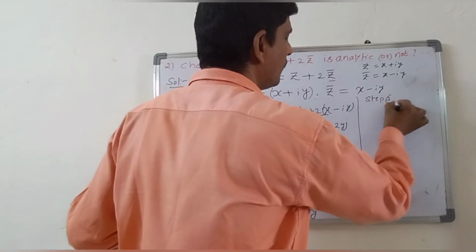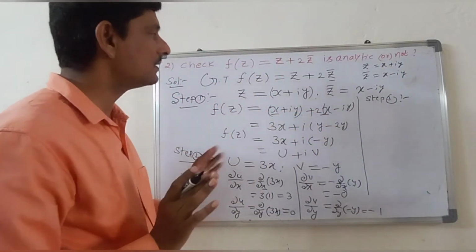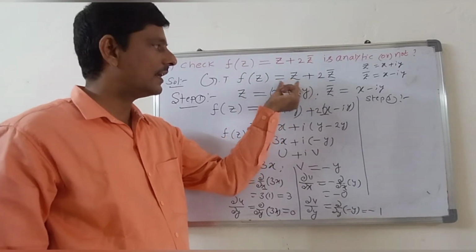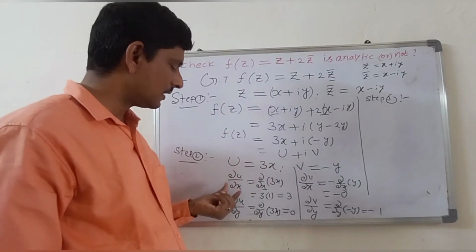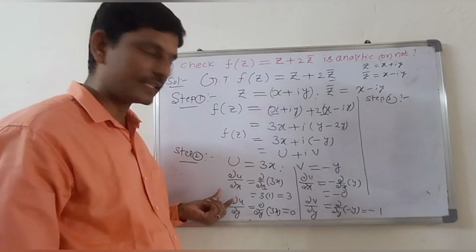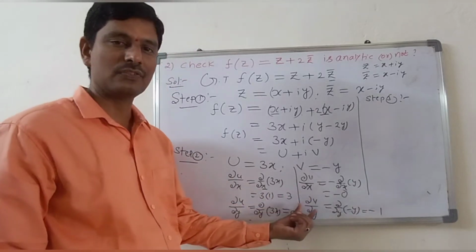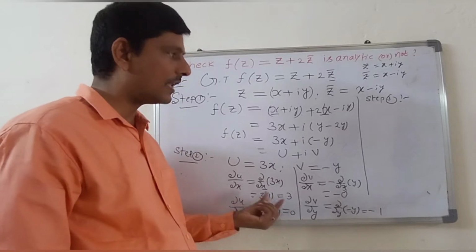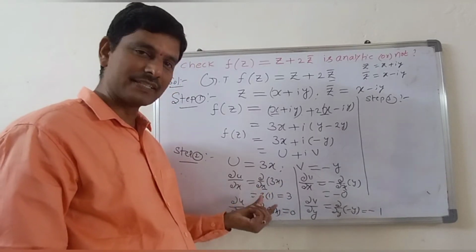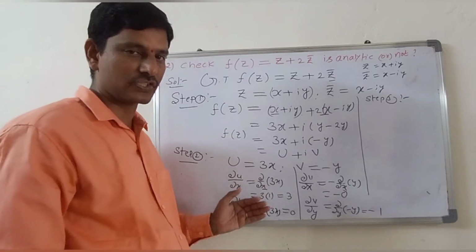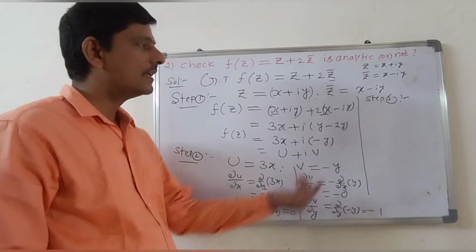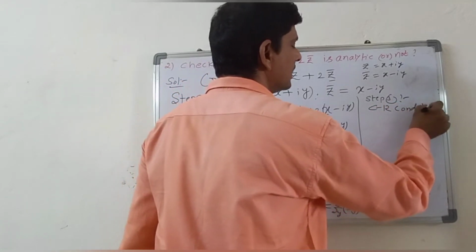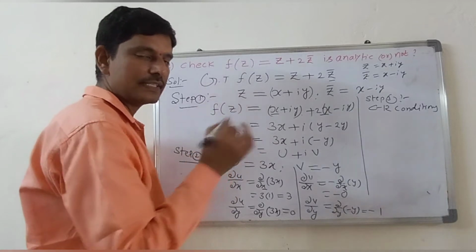You have to verify the Cauchy-Riemann conditions only, because clearly the given function is a single valued function, and the second condition is that all the first order partial derivatives should exist. We have already found the partial derivatives. If the values are fixed, finite values, then the partial derivatives exist, so the second condition is by default satisfied. Now we have to check the CR conditions. If the CR conditions are satisfied, then it is analytic. Otherwise, it is not analytic.